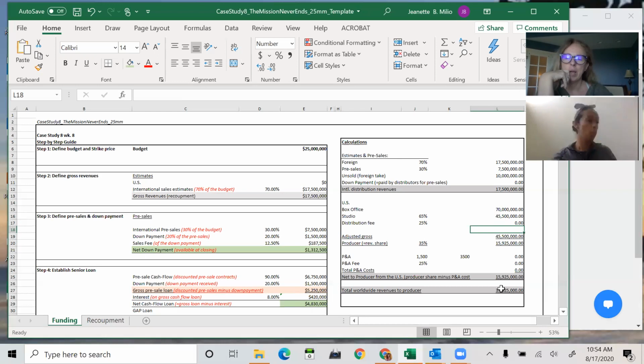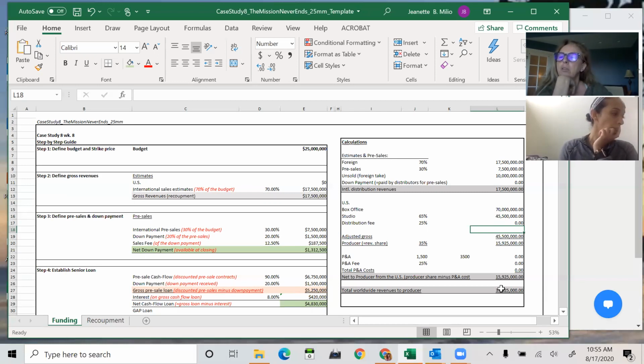25% of 75 million? No, you're charging 25%. No, not 75. What was the studio share? The studio share was 35 actually, right? No, the studio share was 65. You just told me that the studio gets 45,500,000. So if the studio gets 45,500,000, it's gonna charge a distribution fee of what it gets. What is that distribution fee? 25% of what it gets is how much?